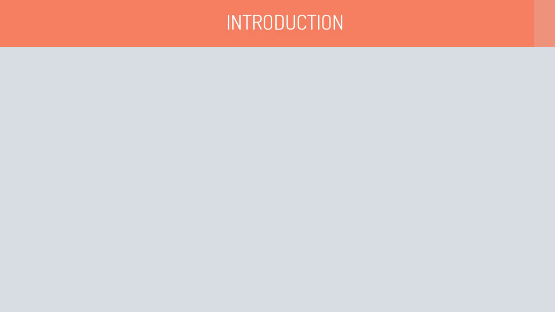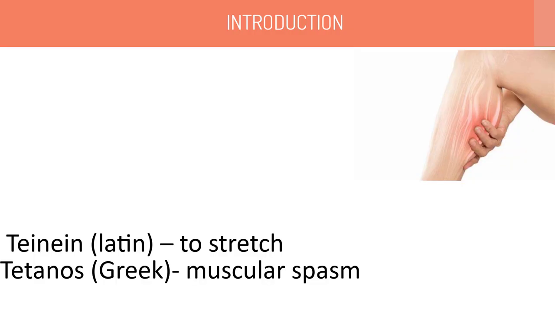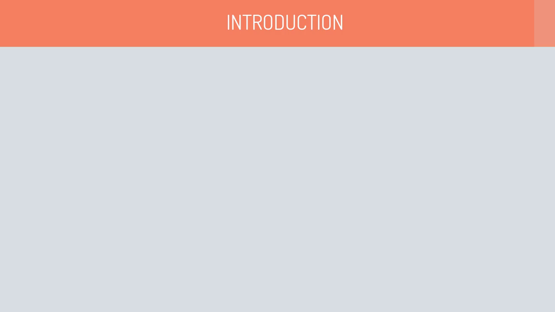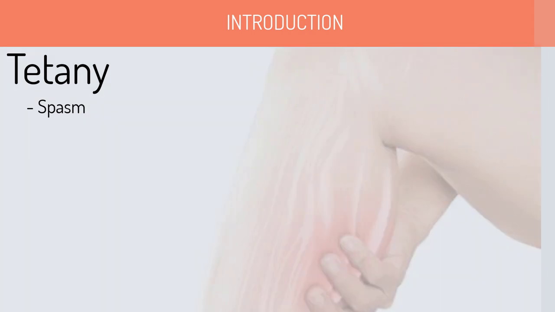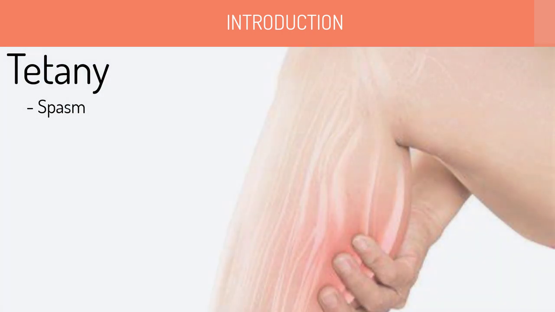The word tetanus is derived from the Latin word tenin, which means to stretch. And according to the Greek literature, the word tetanos means muscular spasm. You might have come across this word tetany, which means the spasm or contraction of the muscle. So from the word tetanus, we get an idea it's the disease in which there is a muscle spasm and it's caused by a bacteria.